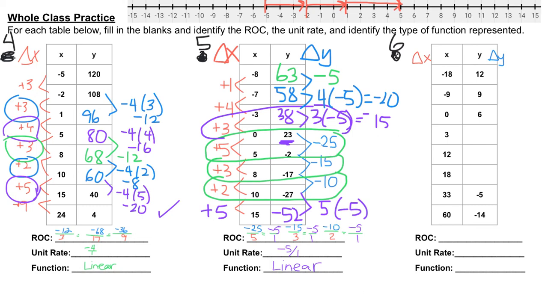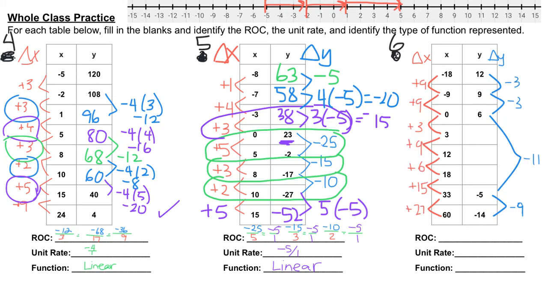For the last question, I want you to do the change in x and the change in y for each of these parts of our table. Now you need to check your rate of change to see if this is a linear function, to see if your rate of change is constant for these inconsistent jumps. So you can see my change in y over change in x is negative 3 over 9, negative 11 over 33, and negative 9 over 27.